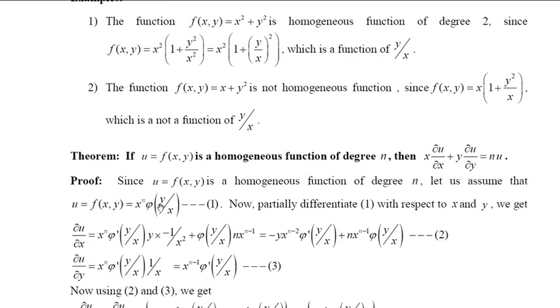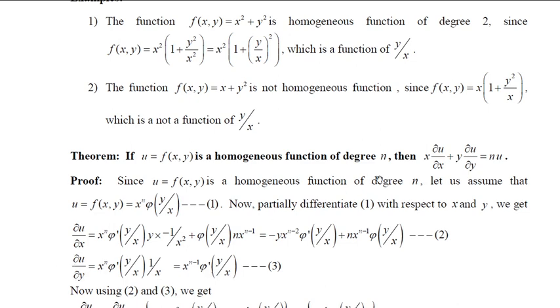Then what is the derivative of y? The derivative of y is 1. So we are going to get x to the power of n into phi dash of y by x into 1 by x. Now send this x to the numerator. That becomes x to the power of minus 1. And since these two are of the same base, we can add the powers so that you will get x to the power of n minus 1 into phi dash of y by x. That is your dou u by dou y.